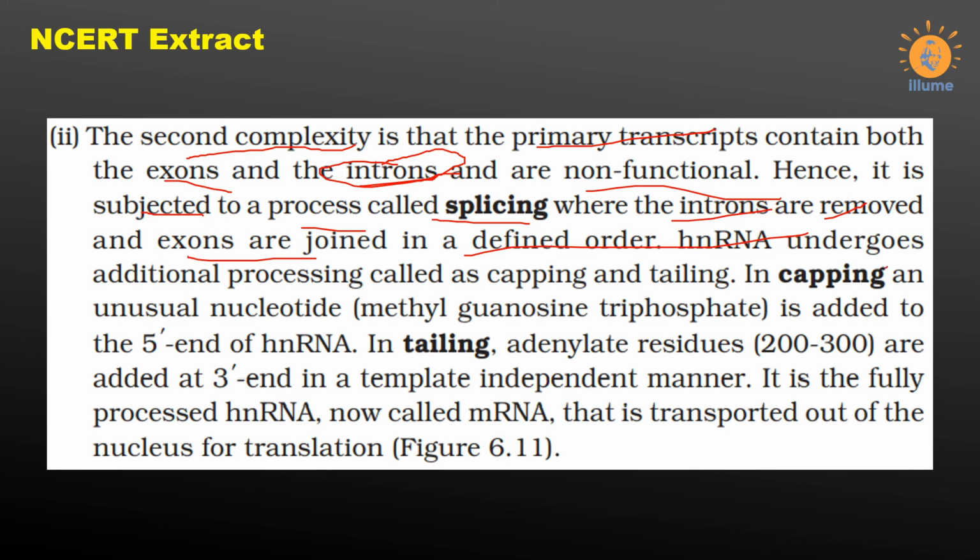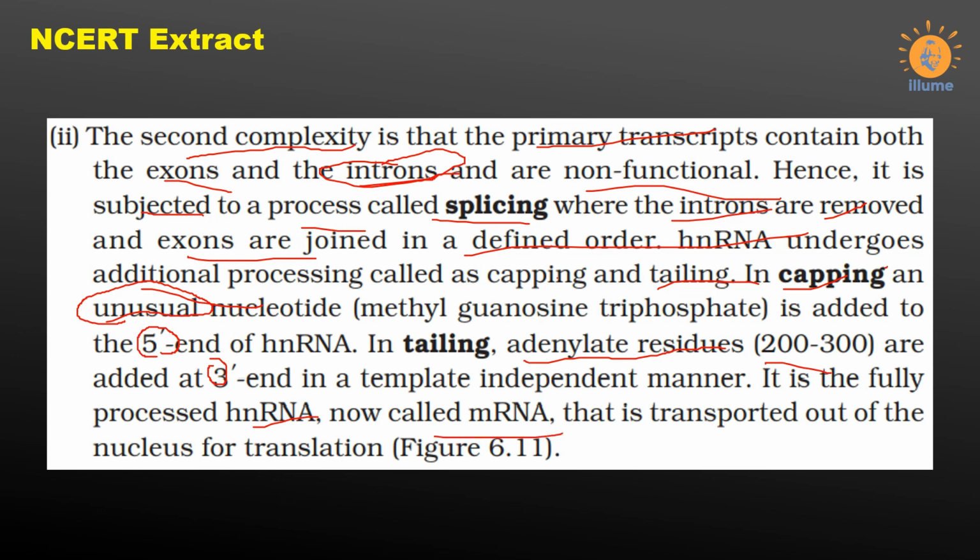hnRNA undergoes an additional process called capping and tailing. In capping, an unusual nucleotide, as I have already told you, methylguanosine triphosphate is added to the 5' end of hnRNA, and in tailing, adenylate residues, around 200 to 300, are added at the 3' end in a template independent manner. Now this fully processed hnRNA, which is now called mRNA, is transported out of the nucleus for translation. That means it is ready.